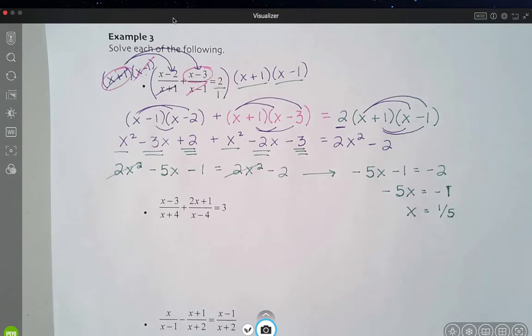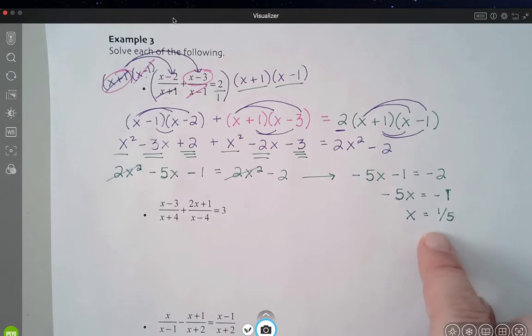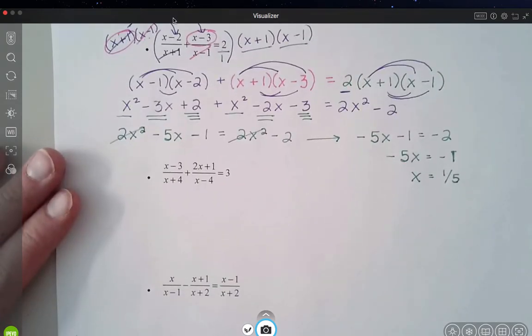Okay. So that would be my final answer. There is one thing I should technically check with this final answer, but I'm going to wait until I get to one where it's an issue, and I'll point it out to you, and then we can come back and talk about it. So let's try that same process again with this next example.